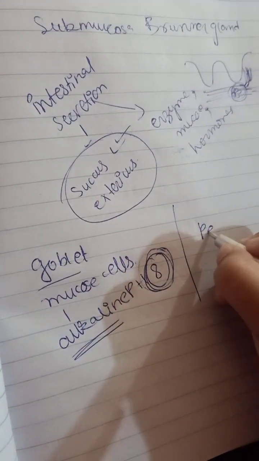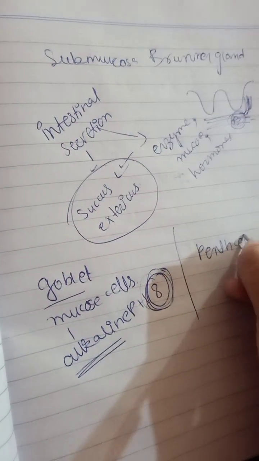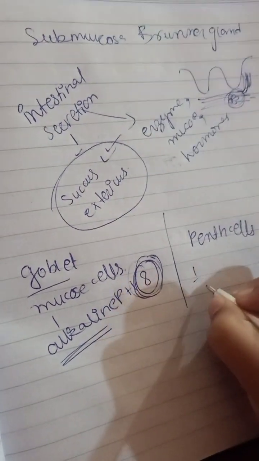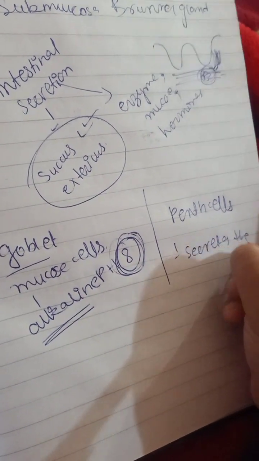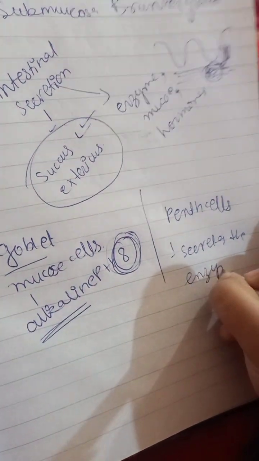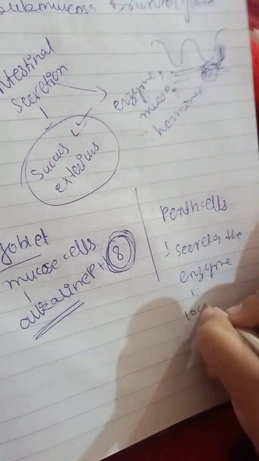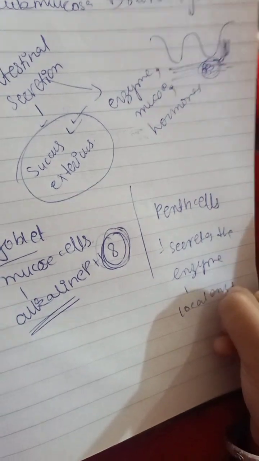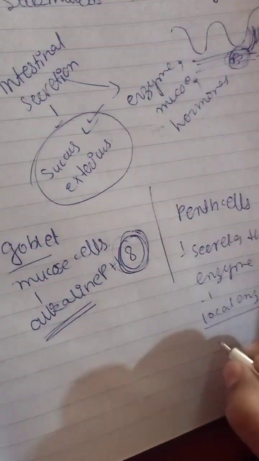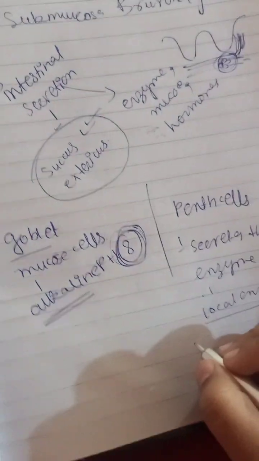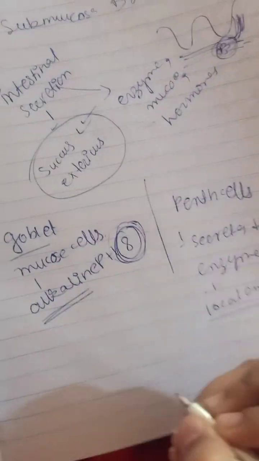Number two cell is the Paneth cell. Paneth cell basically secretes an enzyme. But which type of enzyme? Local enzyme. We'll be discussing that in detail. So intestinal enzyme, local enzyme, you can say.